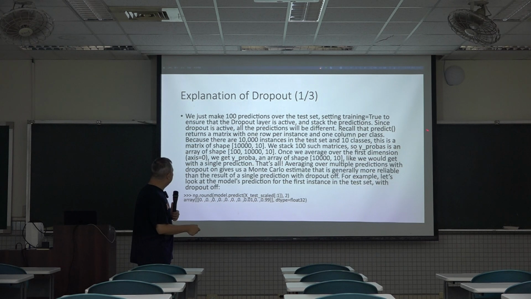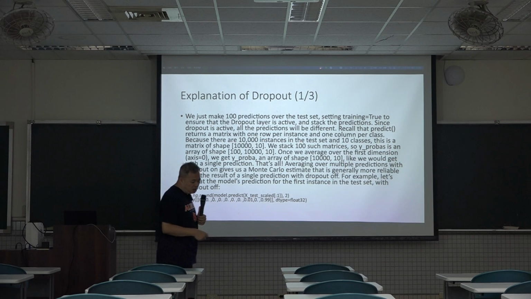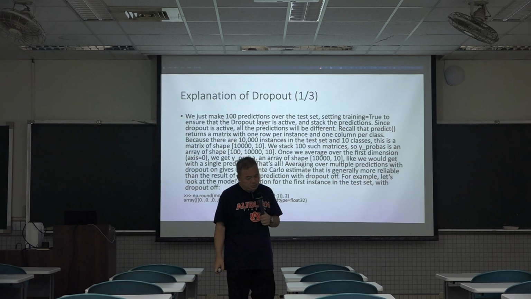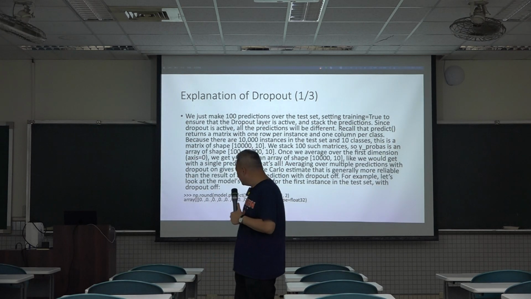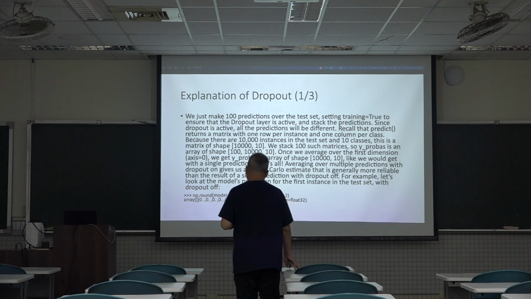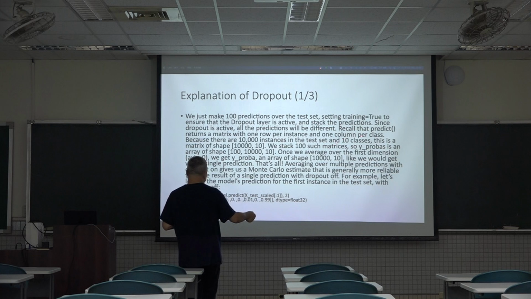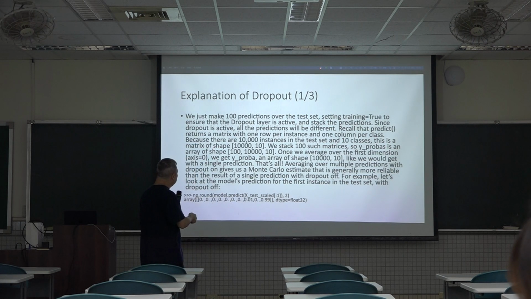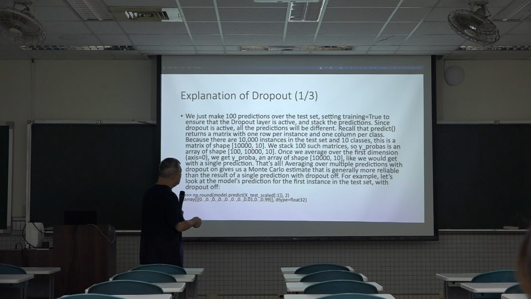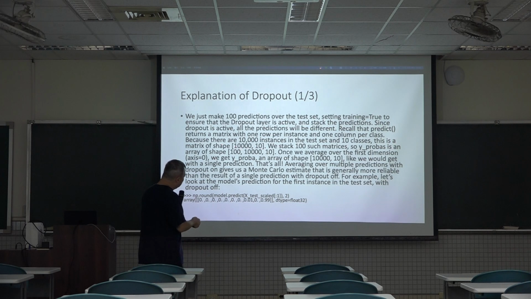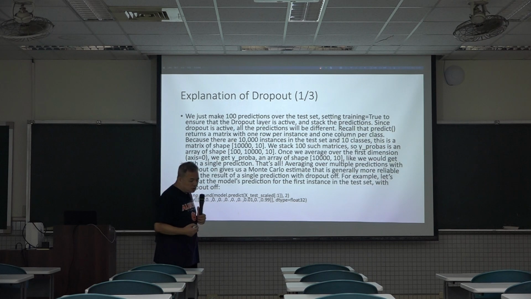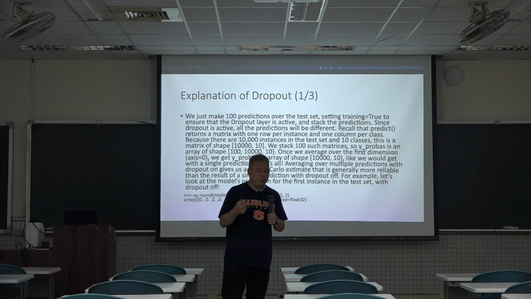Recall that predict returns a matrix with one row per instance and one column per class. Because the Fashion MNIST test set has 10,000 instances and 10 classes, this is a matrix of shape 10,000 by 10. This shape represents the test set.